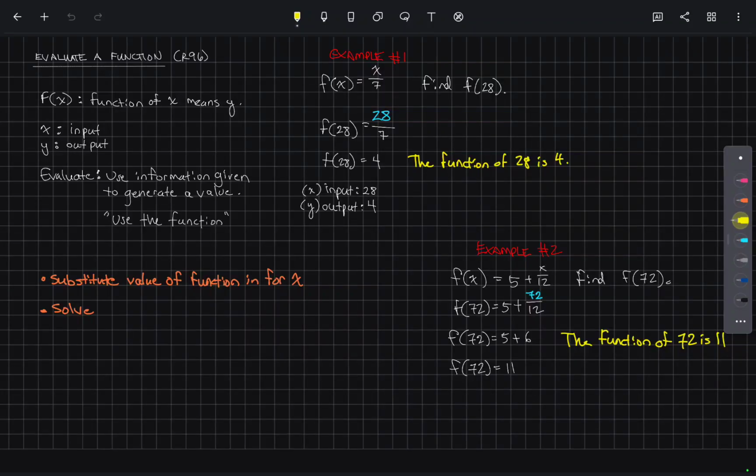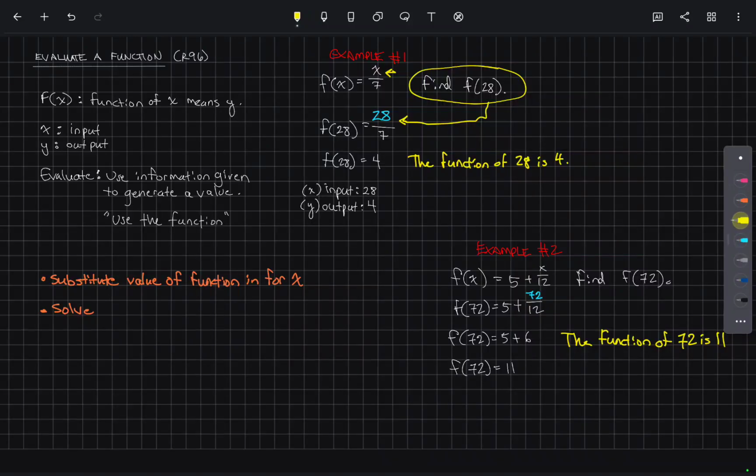So in example number 1, you can see where it says find f of 28. The function says f of x, the function of x, which could also be said as y. Anytime you see f of x, f of anything, that could also be substituted with y. The reason that we're saying the function of x is because we're going to see what happens to x and what it turns into, and that will be the function of it, which is also your output, your y value, or your range.